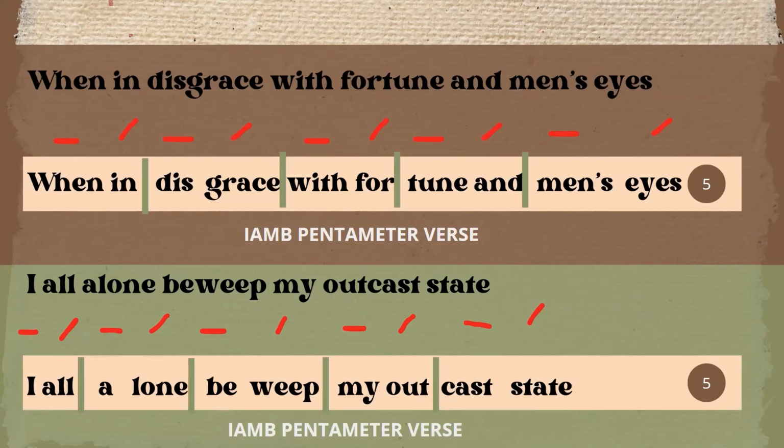The second verse is: I all alone beweep my outcast state. I all is the first foot, alone the second, be weep the third, my out the fourth, and cast state the fifth. That means that we have 5 feet. It's a pentameter verse, the same as before.